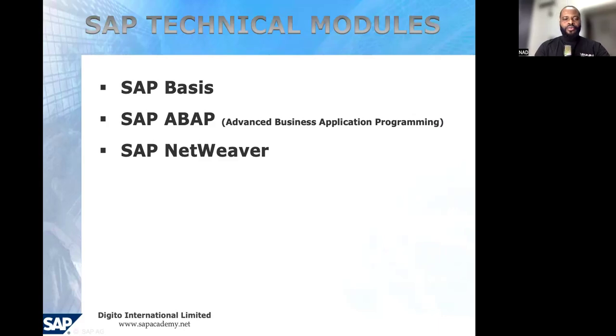So this will be the end of this tutorial for today. We're going to continue with the functional modules tomorrow. We're going to understand the different functional modules we have in SAP, and who should actually learn what, and the most viable ones at that. So sit down and get ready for the next phase.